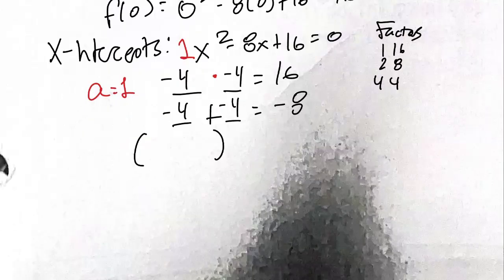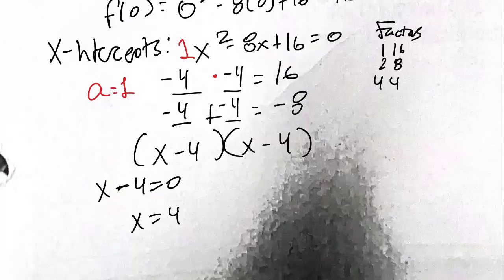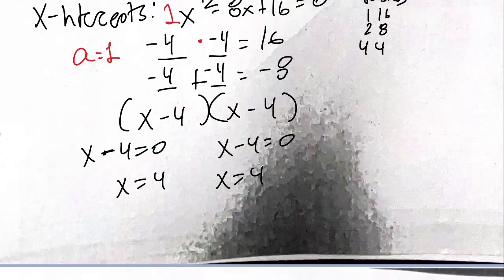And then the only thing you have to do is write the factored form, using the numbers as the last term in each binomial. And you can double check with the box method or the distributive method, and when you simplify this, you'll end up getting x squared minus 8x plus 16. So that means my x-intercepts are found when you take each of the binomials and set it equal to 0. So x minus 4 equals 0, so x equals 4. So that's my x-intercept, x equals 4.